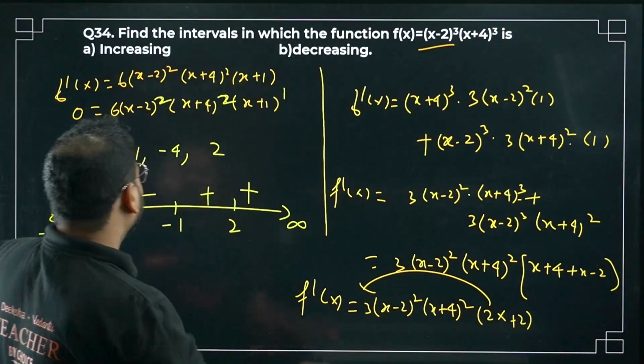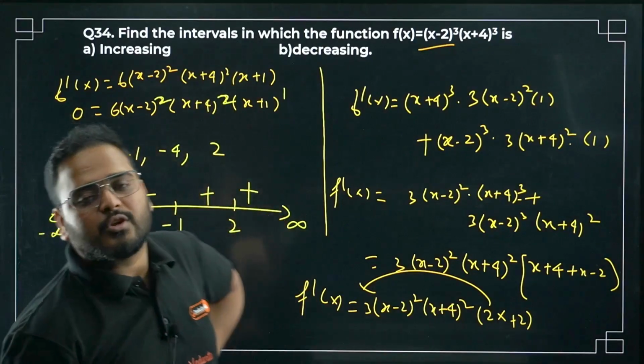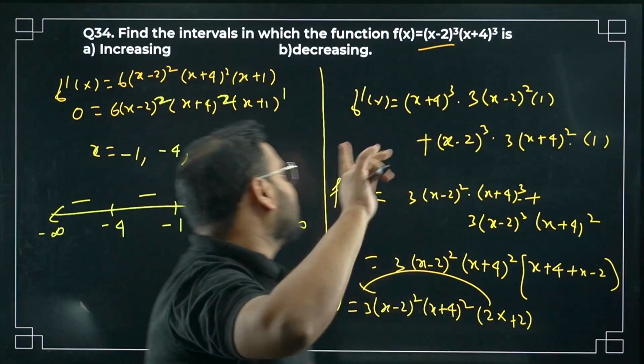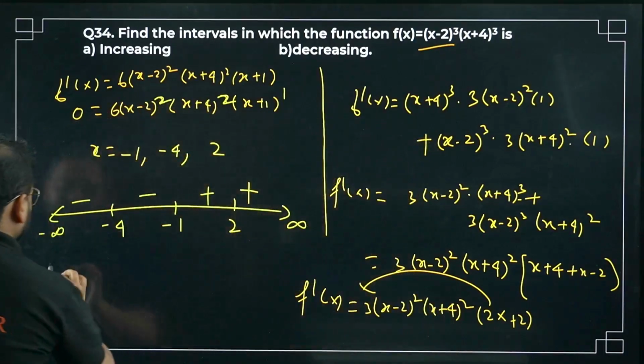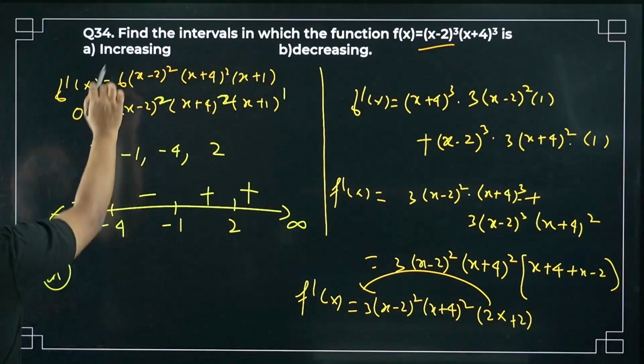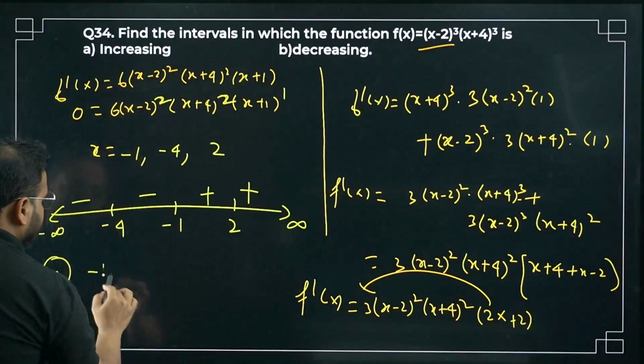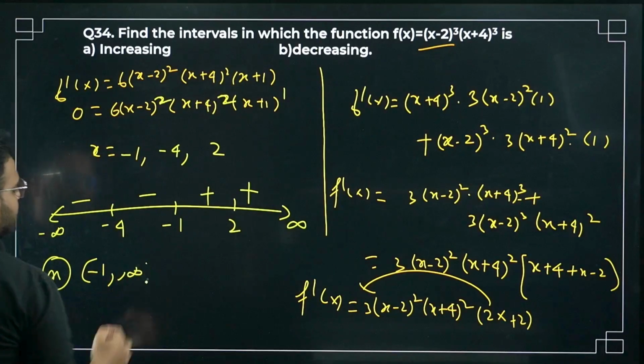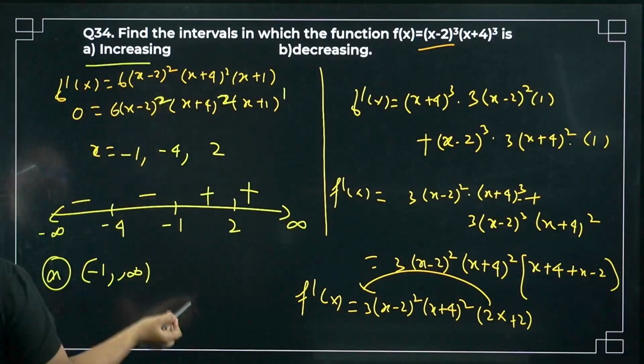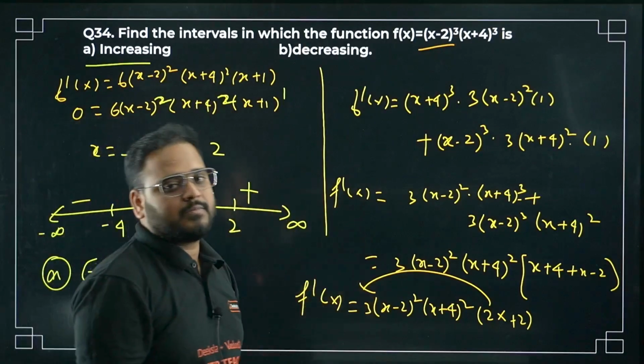Now what are they asking for? Wherever it is positive, so we know that is going to be increasing. Negative means decreasing. Let's write first one. Option A is they asking. What is option A, sir? Increasing part. So from minus 1 to infinity. Answer for the first part. Increasing, positive, right? From minus 1 to infinity, okay?